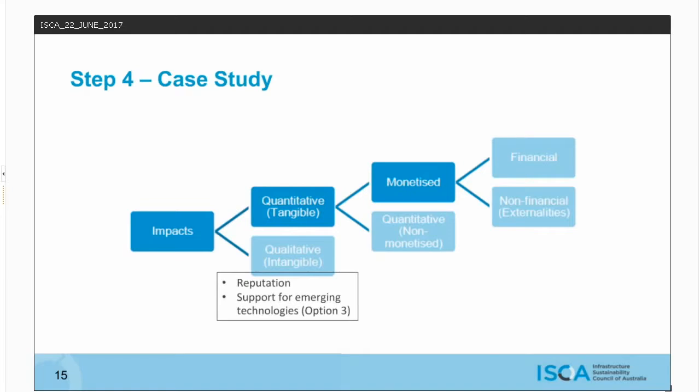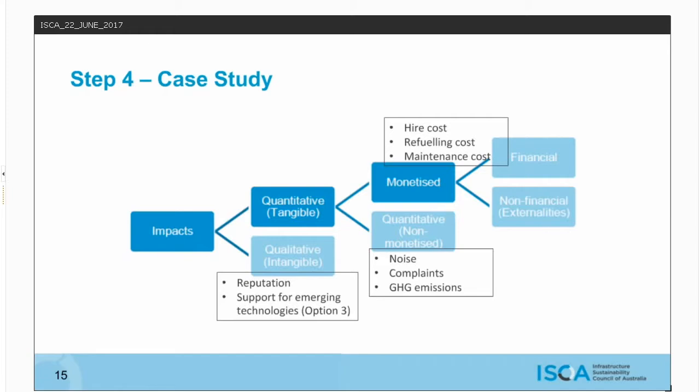From a money quantitative perspective, both options reduce refueling costs, reduce maintenance costs since the LED lights are longer lasting, and increase the hire cost. Other quantitative impacts for both options are reduced noise through the smaller generator, potential reduction in community complaints related to the noise as well, and a reduction in greenhouse gas emissions. I'll need to analyse each of these impacts further. Back to Nicole.